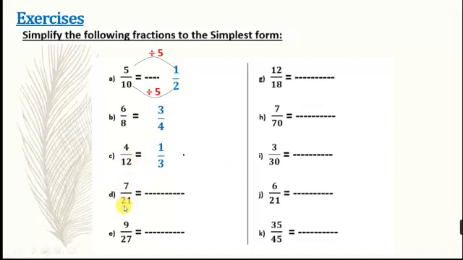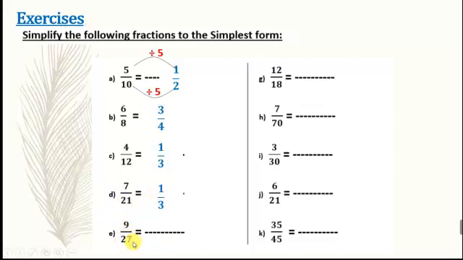7 and 21. When you have a fraction like this, we can use a trick. What is this trick? I will look to the numerator. It's 7. Okay, what about the denominator? It's 21. Is 21 divisible by 7? Yes, so we are going to divide by 7 directly. 7 divided by 7 equals 1 and 21 divided by 7 equals 3.